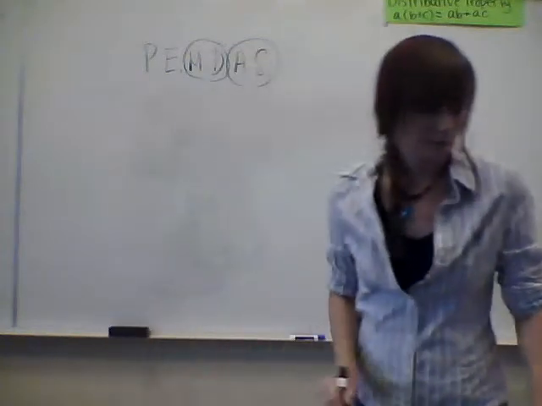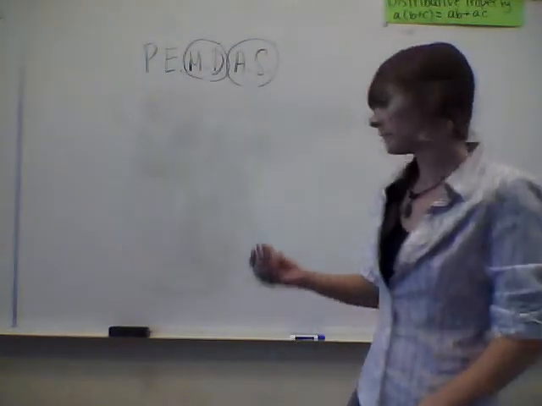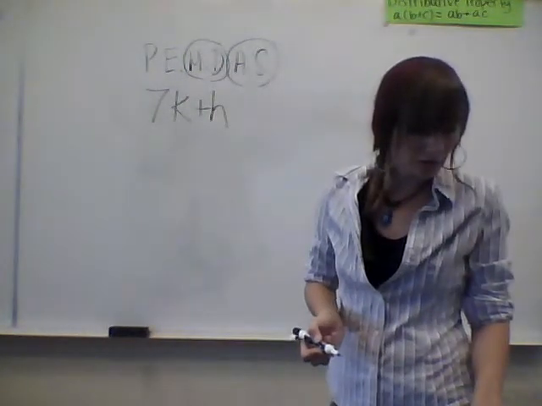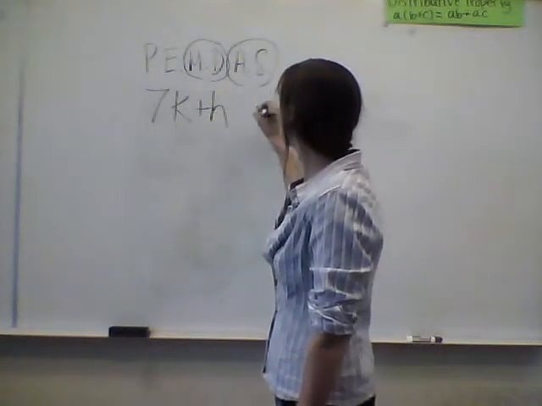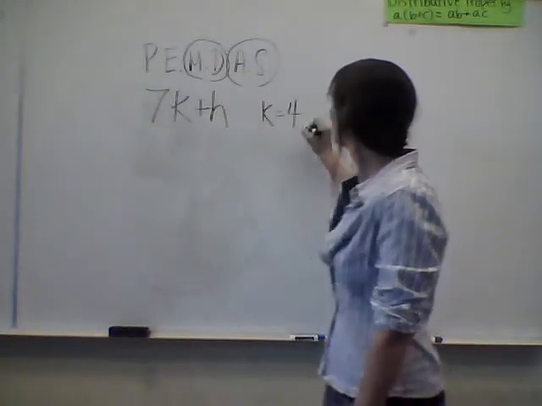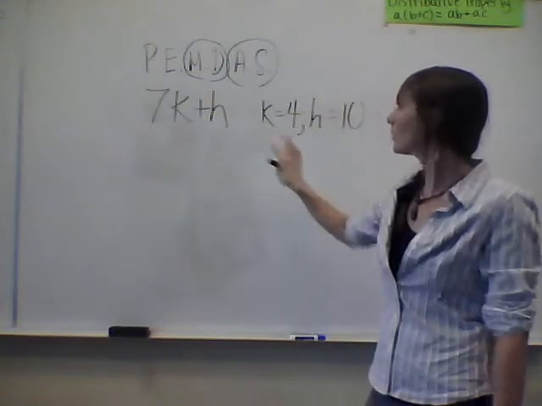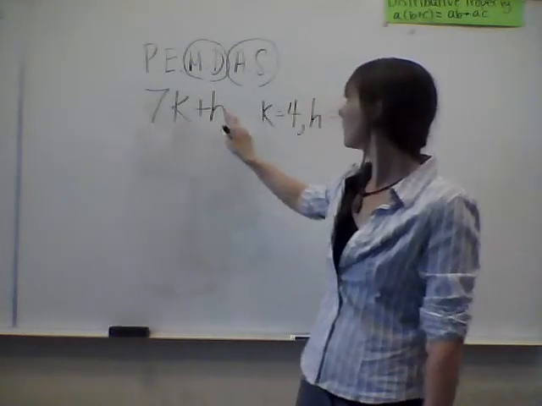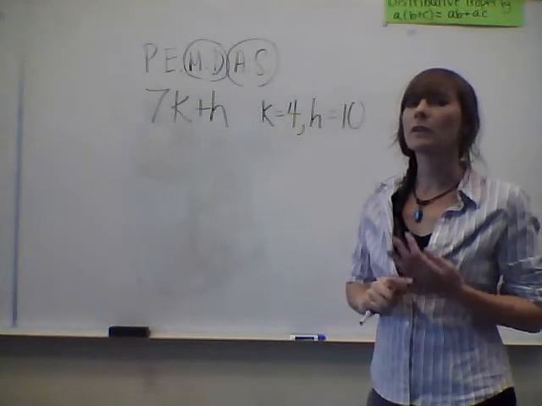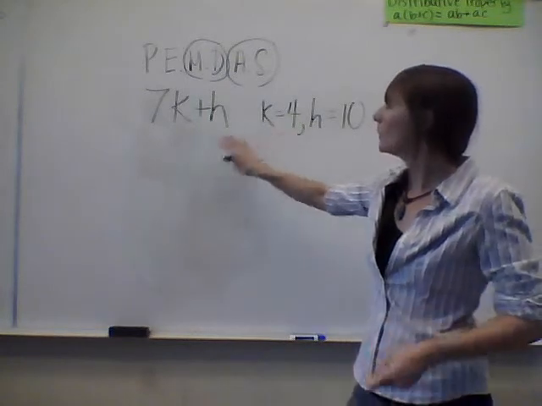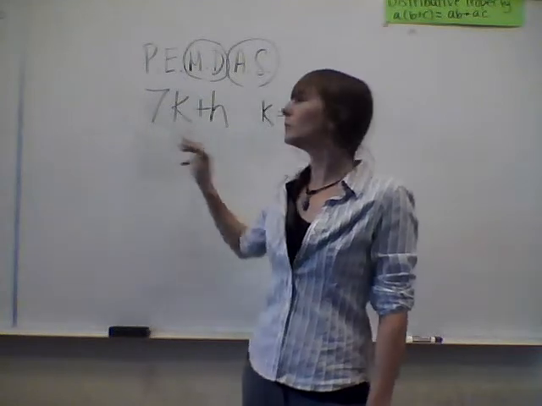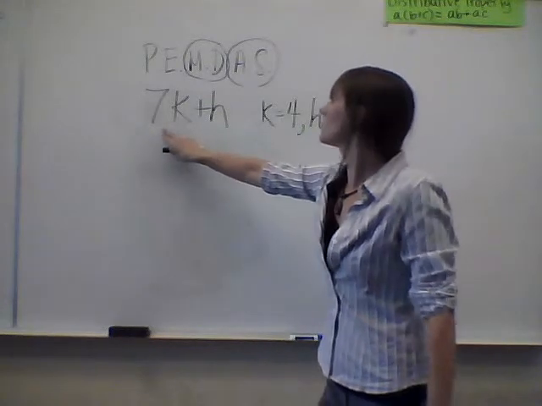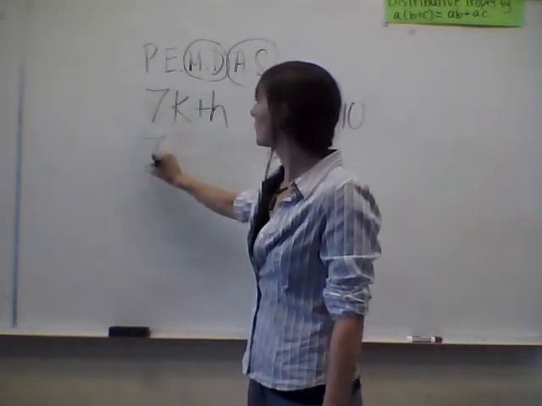Okay. Another example, 7k plus h. Evaluate 7k plus h, if k equals 4 and h equals 10. So k equals 4, h equals 10. You're going to plug in the values for k and h. Okay, 7 and the k, and k equals 4. That doesn't mean that that's 74. This is really important. Whenever you have a variable right next to a number, it doesn't mean that the variable is part of the number. It means that it's being multiplied by that number. So this is actually 7 times 4.